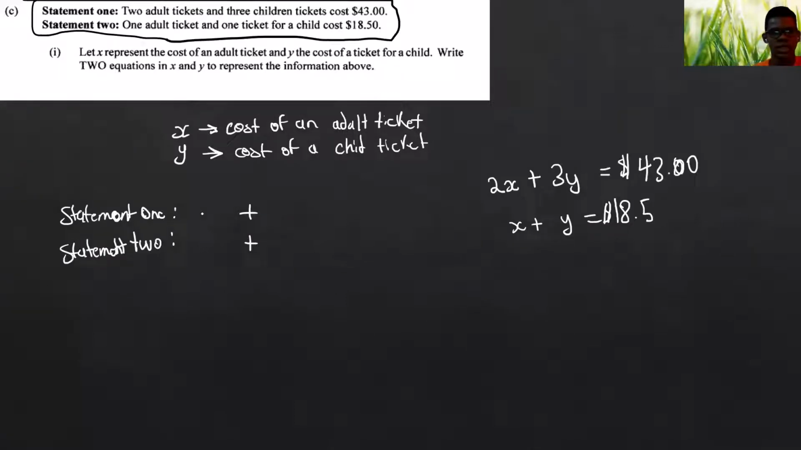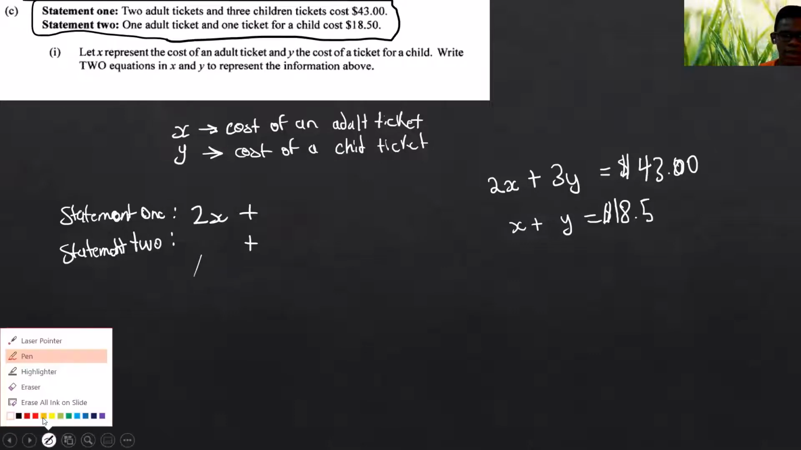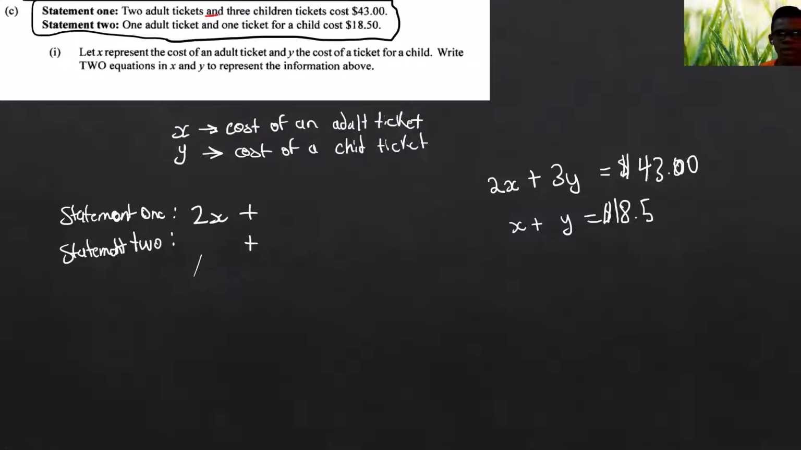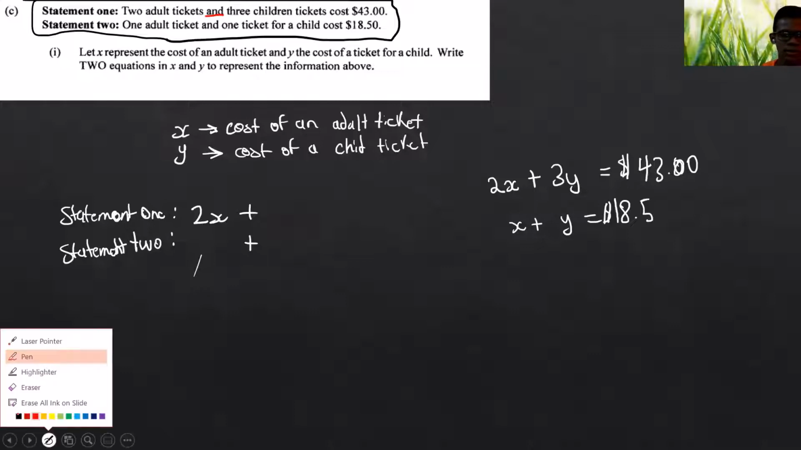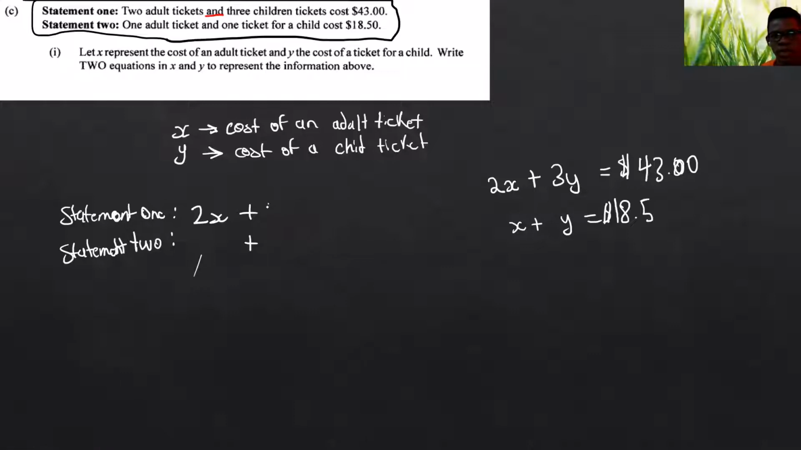So 2 adult tickets, and we know adult tickets is X, so 2X. And indicates addition, it tells us we're adding, so plus. And 3 children tickets, and we know Y is children tickets, so it's 3Y. Cost, and we understand cost. If 2X and 3Y cost $43, then 2X plus 3Y is equal to $43. So cost 43 tells us it's equal to 43. I think that came across to all of you.